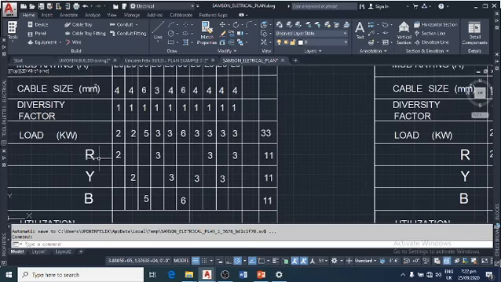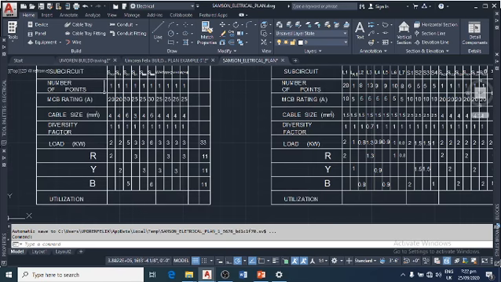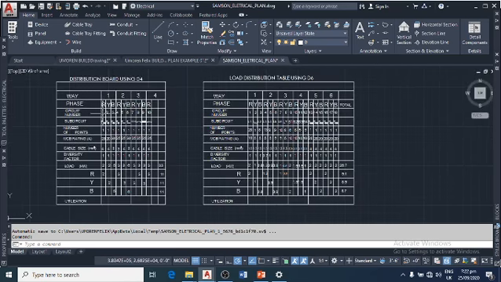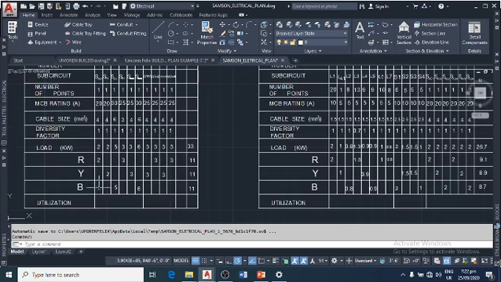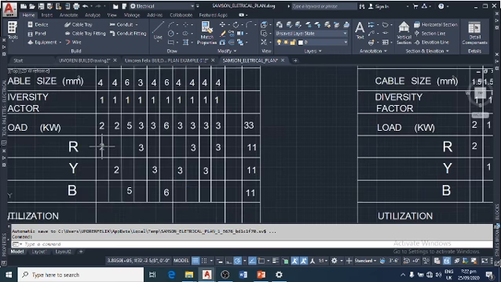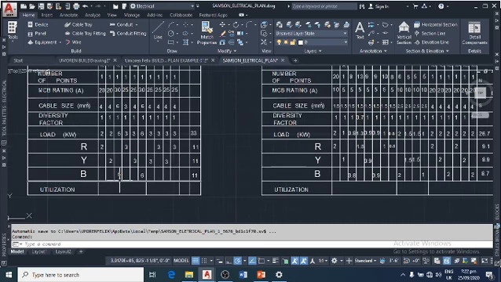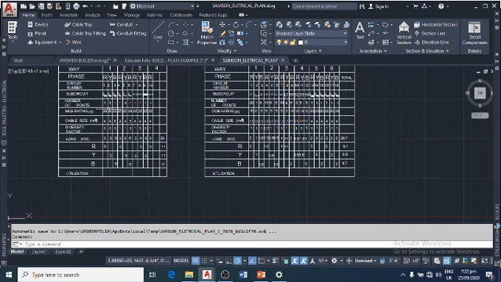Now, for easy distribution on the phase on the DP, we try to spread out the connection there, and what we used to do is that at the end of the day we should be able to know the amount of load going into the red, the yellow, and the black phase on the distribution board.